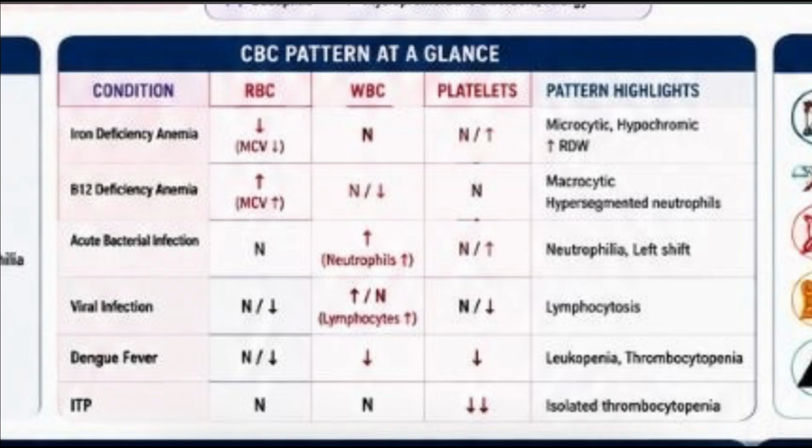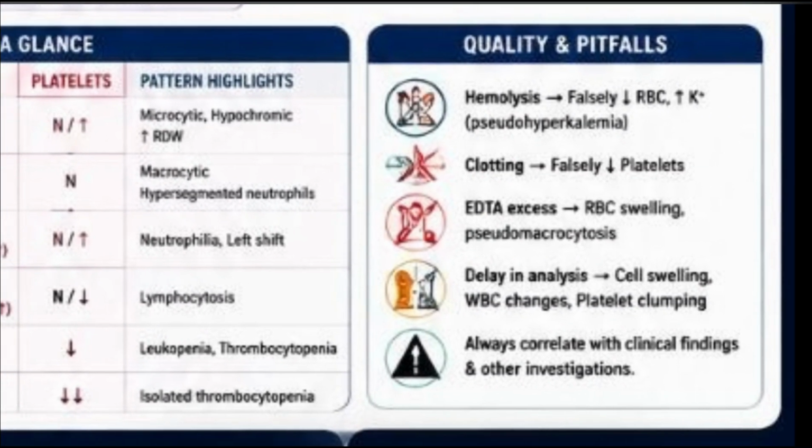Next, we can see dengue fever. In dengue fever, the RBC will reduce or be normal. The WBC will reduce. The platelets will reduce. So we can see leukopenia and thrombocytopenia. Next, idiopathic thrombocytopenic purpura. If the patient has it, the RBC will be normal, the WBC will be normal, and the platelets will reduce. That is isolated thrombocytopenia.